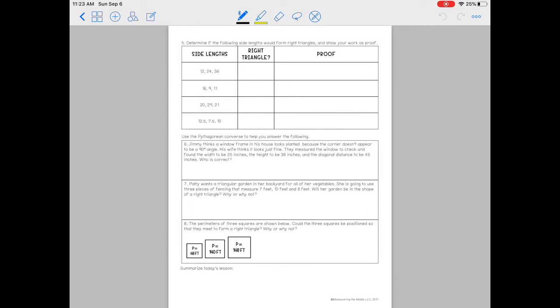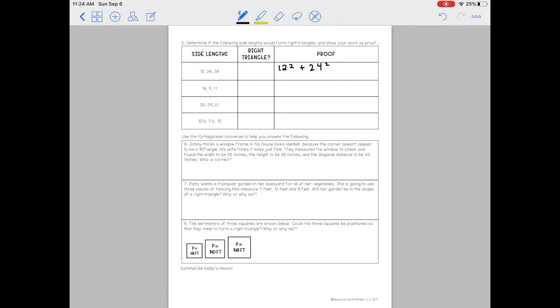So now we're looking at number 5. It says determine if the following side lengths would form right triangles and show your work as proof. So we have 12, 24, and 36. Well, let's see. We have 12 squared plus 24 squared, and we're trying to see, would this give us 36 squared?